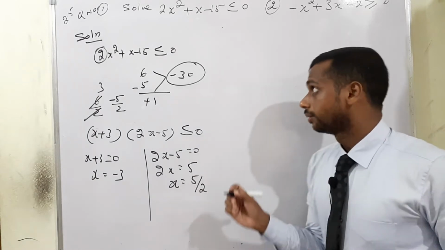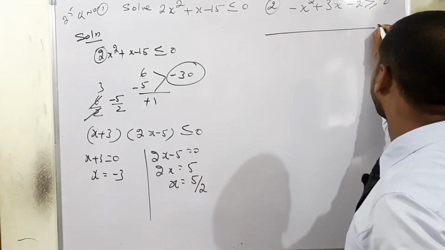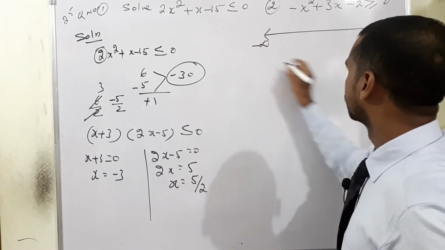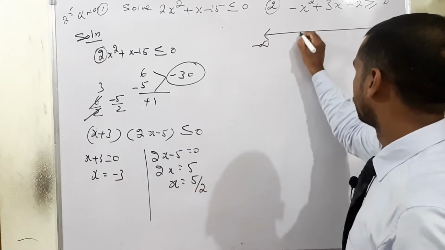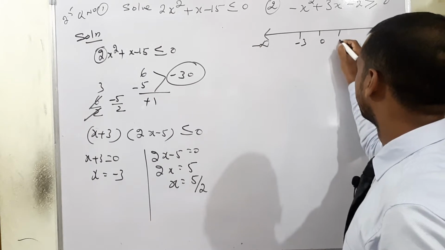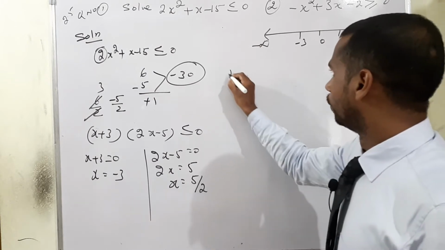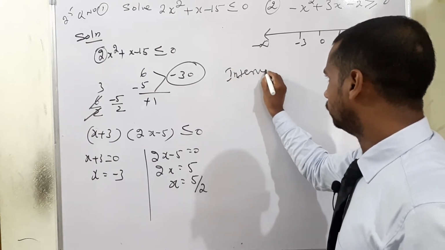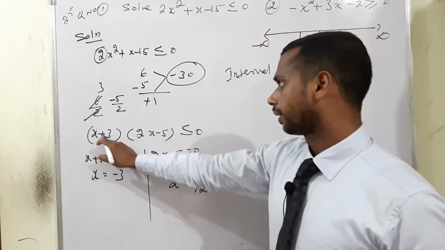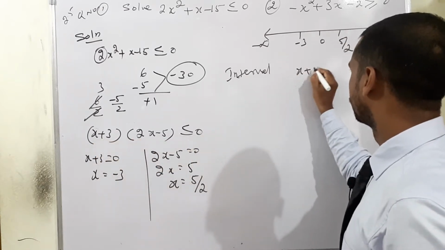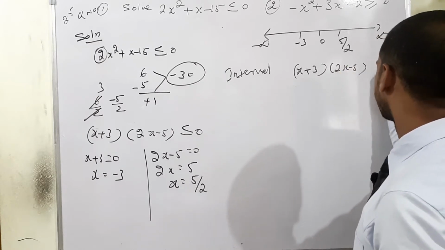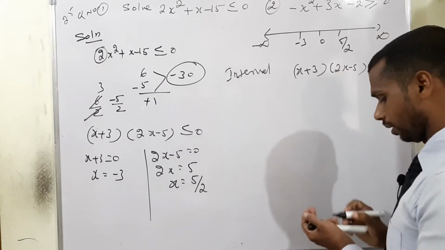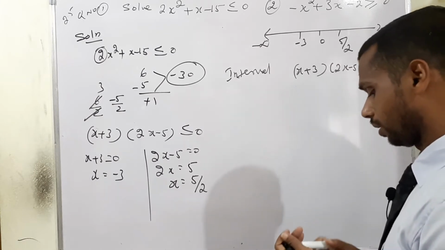Make it on one number line. From minus infinity to positive infinity: minus 3, 0, and 5 by 2. First, the interval. Second, the factors x plus 3 into 2x minus 5. Last, the sign. Okay, so now we have to check it.